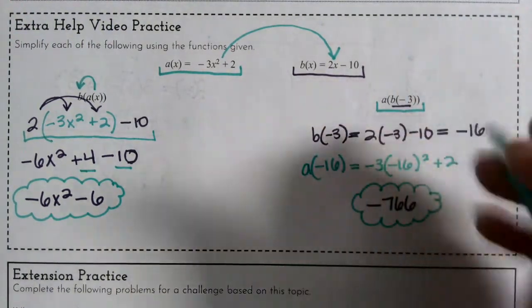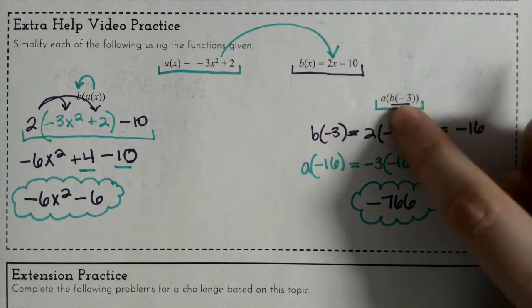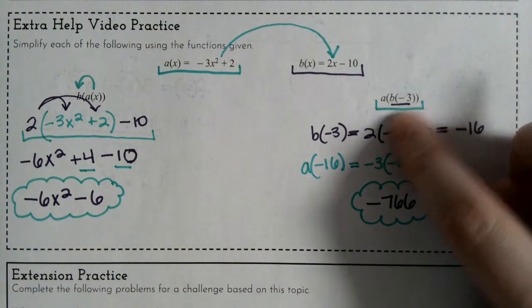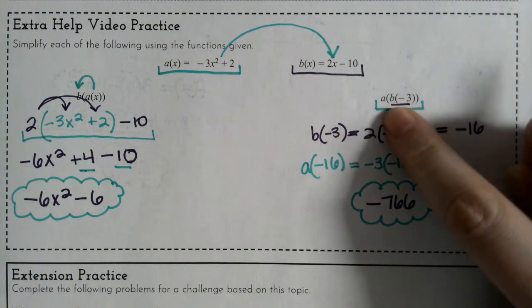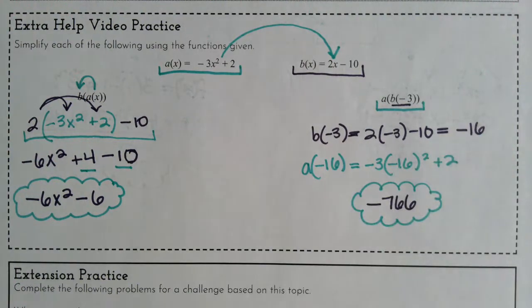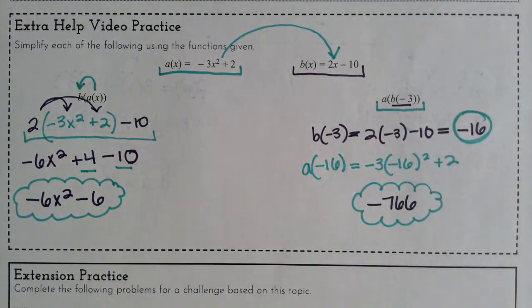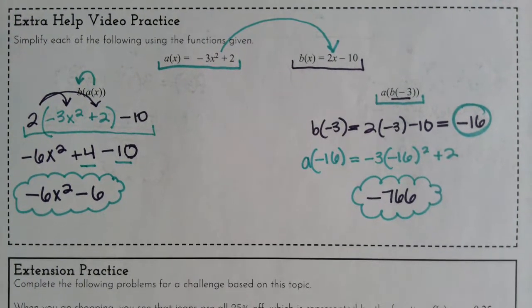So I highly recommend any of the ones that have you plugging in an actual value, do it in 2 steps. So I did like the purple step, finding b of negative 3, and then you use that as your answer to plug it into a. So do it in 2 separate parts, and that should be really helpful.